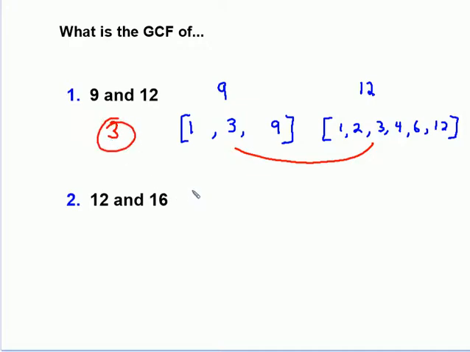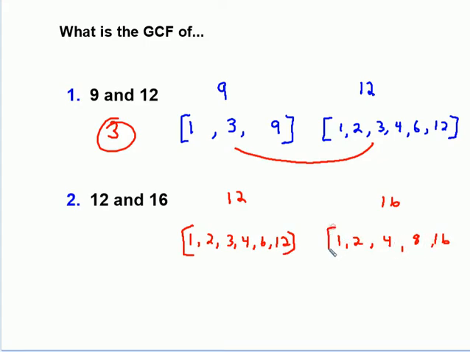Let's try 12 and 16. So we did 12: 1, 2, 3, 4, 6, and 12. What about 16? For 16, we have 1 and 16. Does 2 go into it? Yes, it does. It goes 8 times. How about 3? Nope. What about 4? Well, yes. 4 times 4 is 16, so we only write the 4 once. And those are the factors of 16.